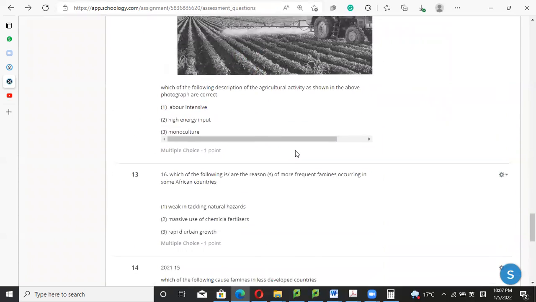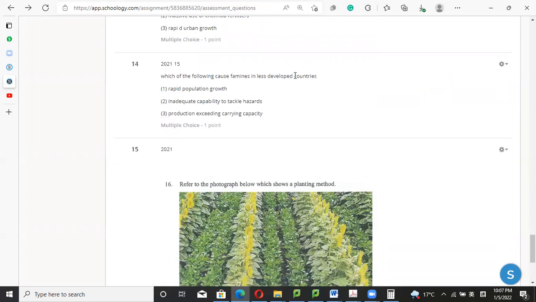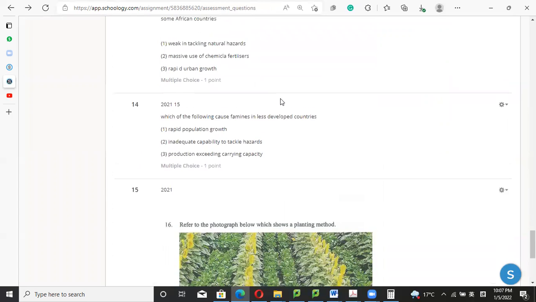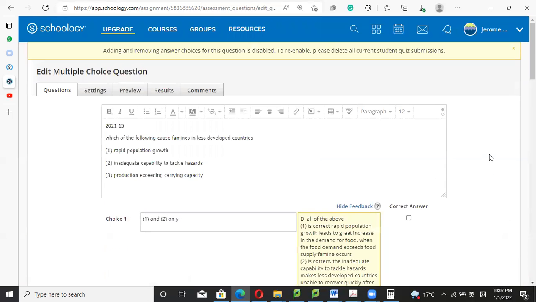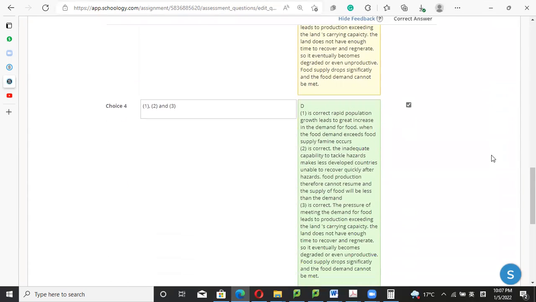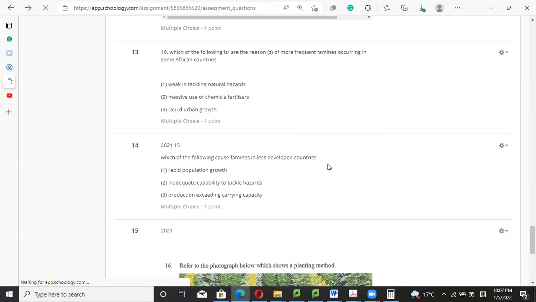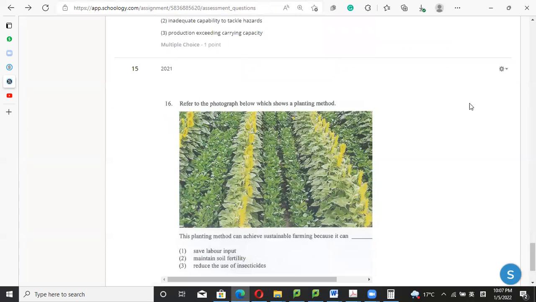Number 14. Which of the following cause famine in less developed countries? Rapid population growth, you said, true. Inadequate capability to tackle the hazards, it's more or less similar to this. Production exceeding the carrying capacity. Is it all of them right? Yes, it's all of them right, because rapid population growth refers to production exceeding the carrying capacity.